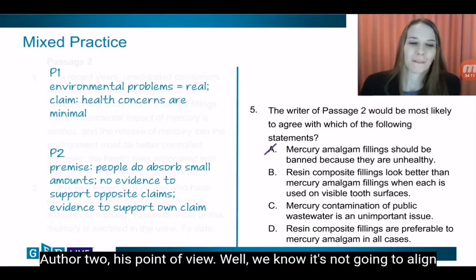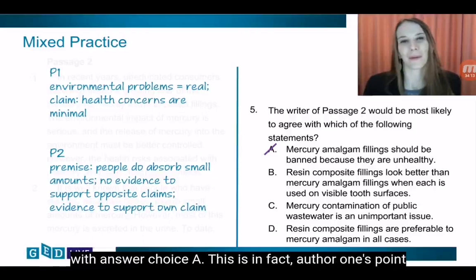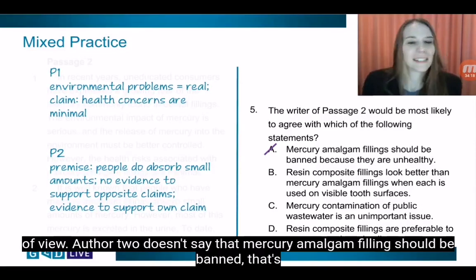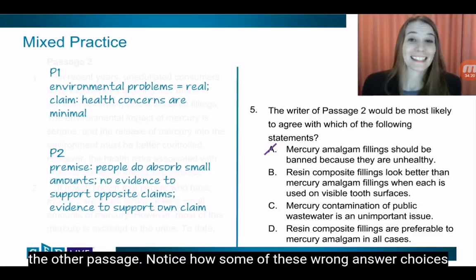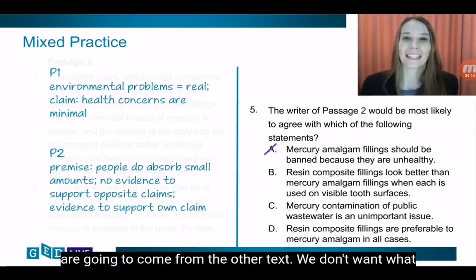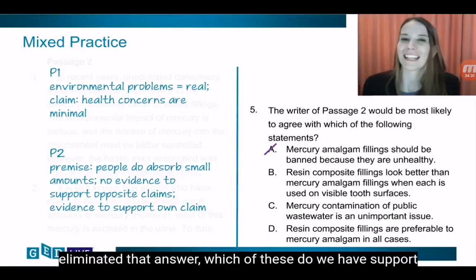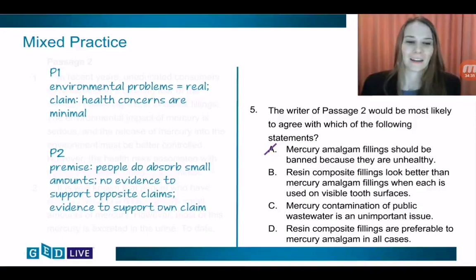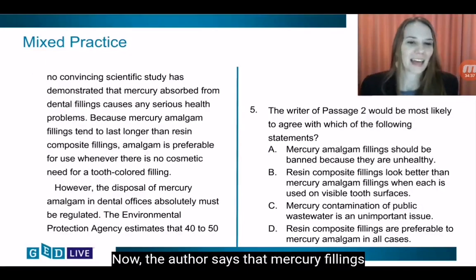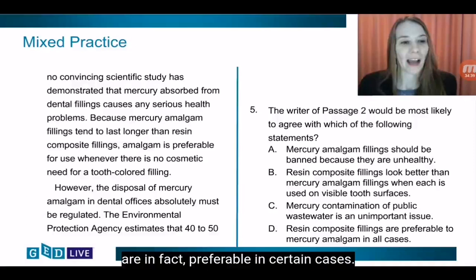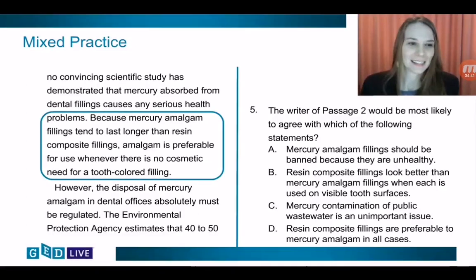Author 2's point of view. Well, we know it's not going to align with answer choice A. This is in fact author 1's point of view. Author 2 doesn't say that mercury amalgam filling should be banned. That's the other passage. Notice how some of these wrong answer choices are going to come from the other text. We don't want what author 1 says, we want what author 2 says. Now that we've eliminated that answer, which of these do we have support for in the text? Well, the author says that mercury fillings are in fact preferable in certain cases.